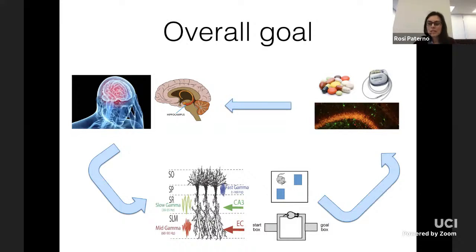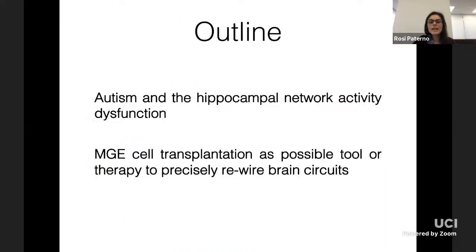Then to apply specific types of tools, which can be cell transplantation, for example, to rewire the circuit, or closed loop deep brain stimulation to retune the circuit, and therefore to precisely modify the dysfunction. All those tools then can be applied to humans, so it has a translational purpose. Today, I'm going to talk for most of my talk about autism and the hippocampal network dysfunction. And in the last 10 minutes, I will focus on MGE cell transplantation as a tool that we can use to rewire the circuit, or as a therapy in some other cases.